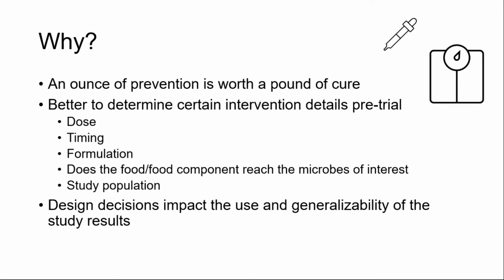So why? An ounce of prevention is worth a pound of cure. So it's much better to determine some intervention details pre-trial to make sure that your results are generalizable, that your results make sense, that your data is interpretable. And some of these important details include any dose of the nutrition intervention, the timing of your nutrition intervention, formulation or food matrix considerations, as well as thinking about whether or not the food or food component that you are studying can actually reach the microbes of interest.